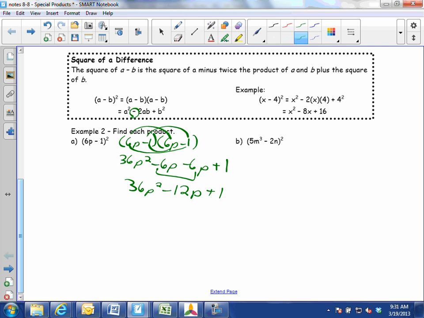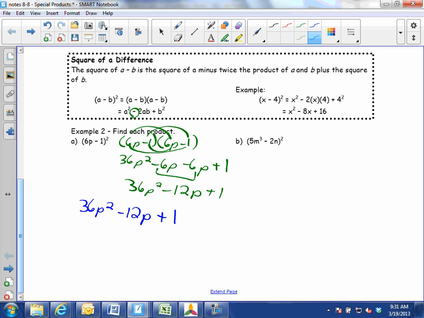If we follow the pattern, it's the same exact idea as what we just did. So we're going to square this first term. What's 6p squared? 36p squared. And then I'm going to multiply the two numbers. What's 6p times negative 1? Negative 6p. Times 2 gets us negative 12p. Okay, and then I would take this last one squared. What's negative 1 times negative 1? 1. Plus 1. And again, same answer.